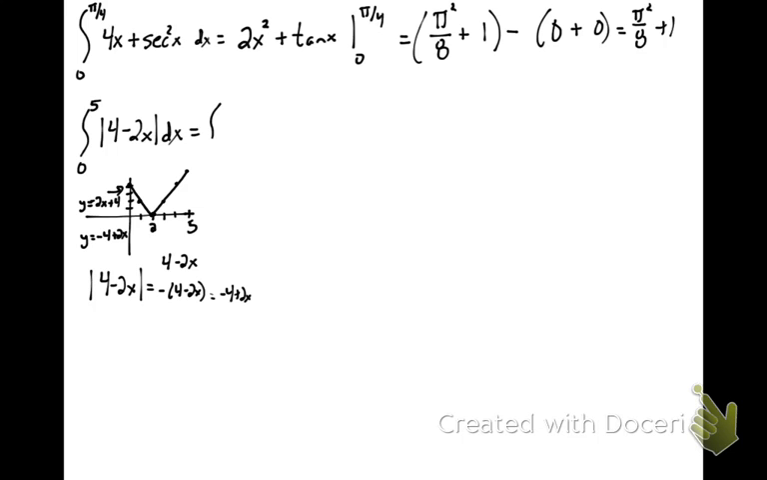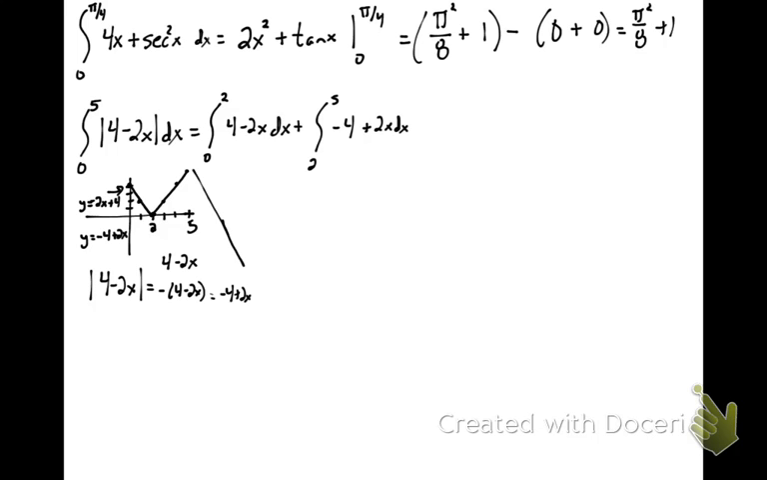two parts. The first part, going from 0 to 2, is the function 4 minus 2x dx. And we're going to add to that our second integral from 2 to 5, which was negative 4 plus 2x dx. And we'll integrate each of these respectively. So I'm going to bring up my work down.